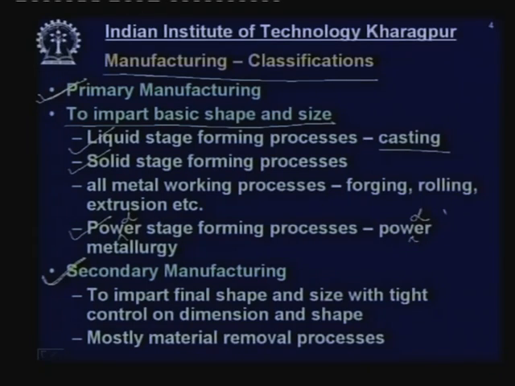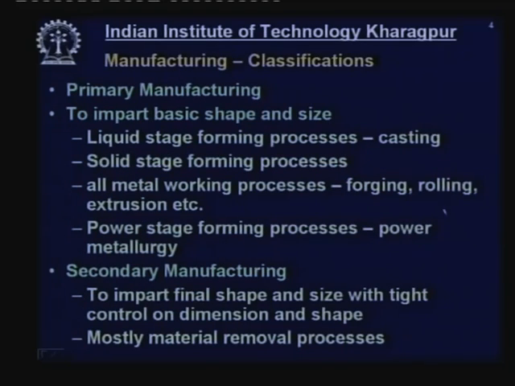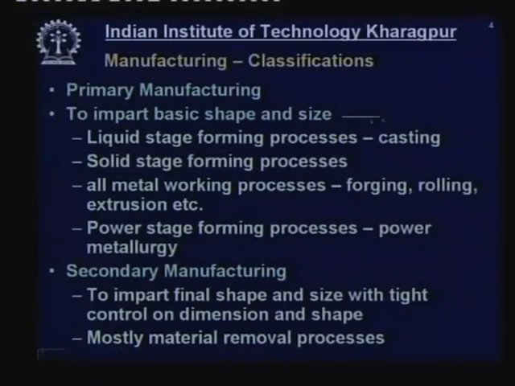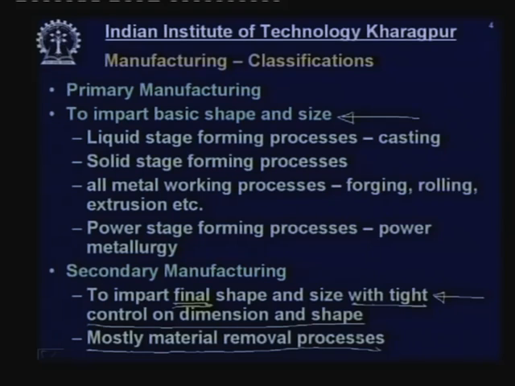Next come the secondary manufacturing processes. How are the secondary manufacturing processes different from the primary manufacturing processes? In primary manufacturing processes, we were imparting basic shape and size. In secondary manufacturing as well, we are doing the same thing, but there is a small difference. What is that small difference? We are imparting the final shape and size with tight control on dimension and shape. This cannot be achieved by casting or rolling, but it can very much be achieved by secondary manufacturing processes. Most of the secondary manufacturing processes are material removal processes. So, this is the basic classification of manufacturing processes. Now, let us go into the classification of secondary manufacturing processes.